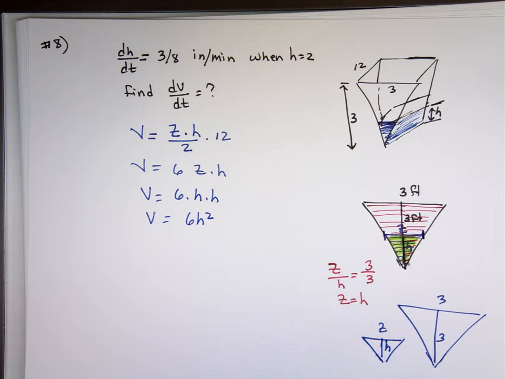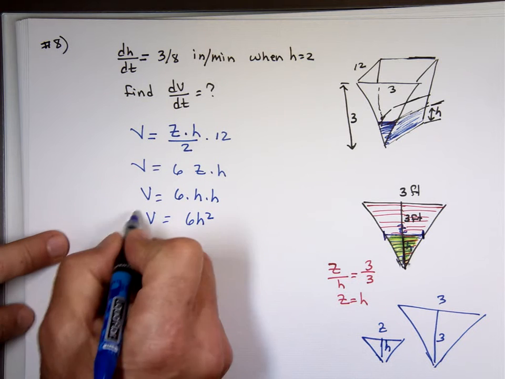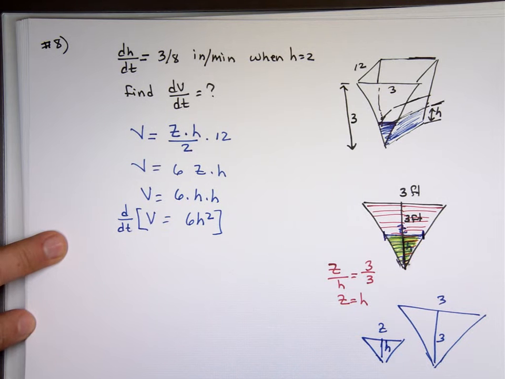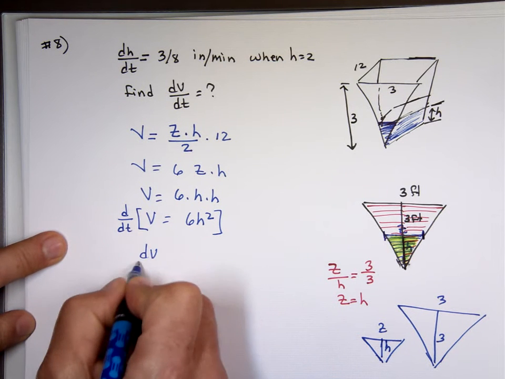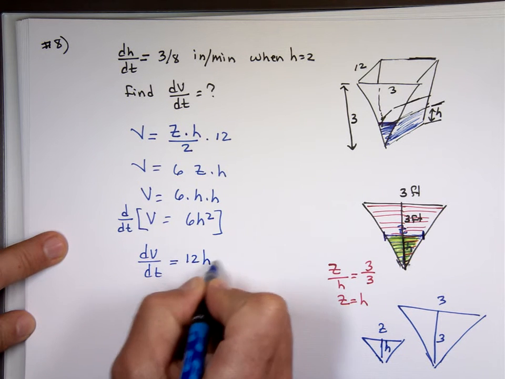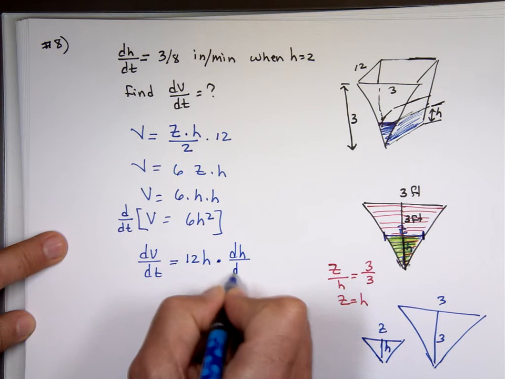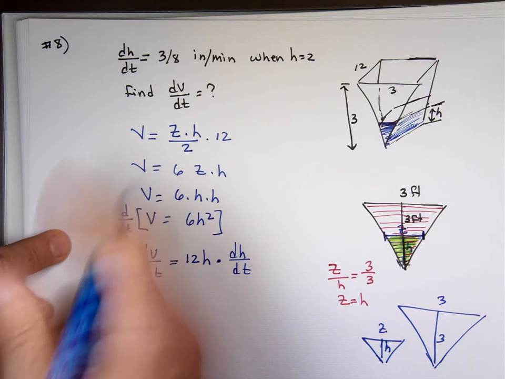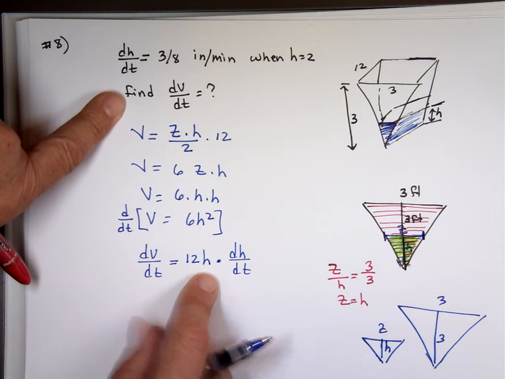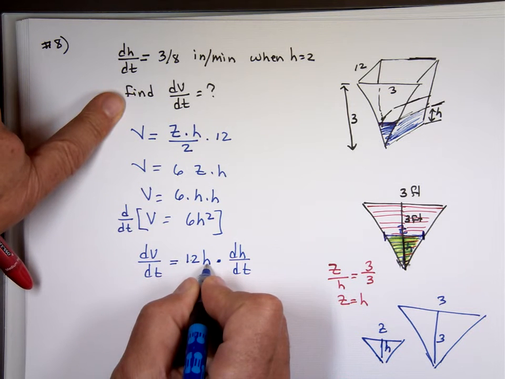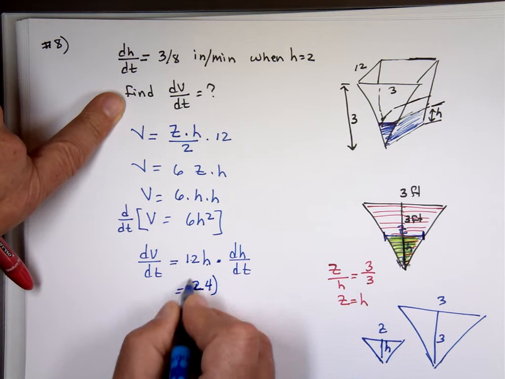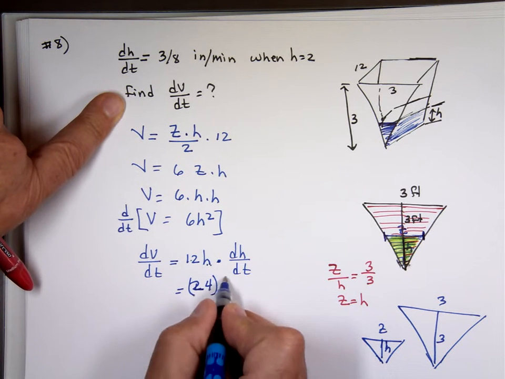Now take the derivative with respect to time. Derivative of V is dV/dt. 6 times 2 is what? 12H times dH/dt. Now let's plug in the numbers. Let's find dV/dt when H equals 2. What's 12 times 2? 24? Almost said 48. 12 times 2 is 24 times dH/dt, which is what?